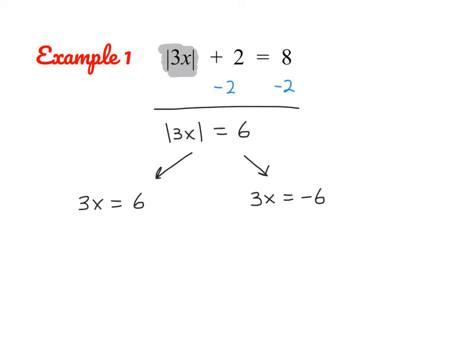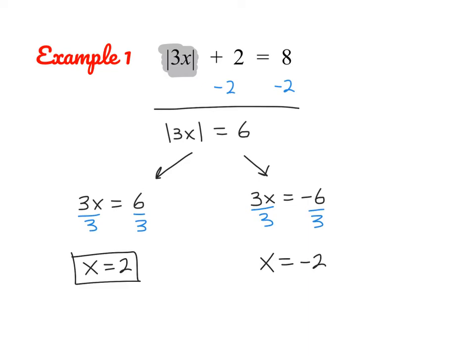And then from here, we just finish solving for x. So divide by 3. One of our answers is x equals 2. Here, same step. So our other answer is x equals -2. And there you have it.